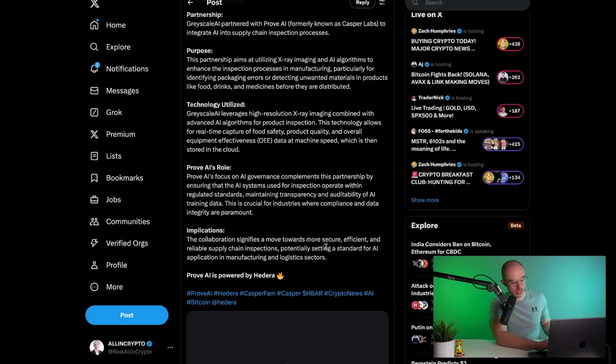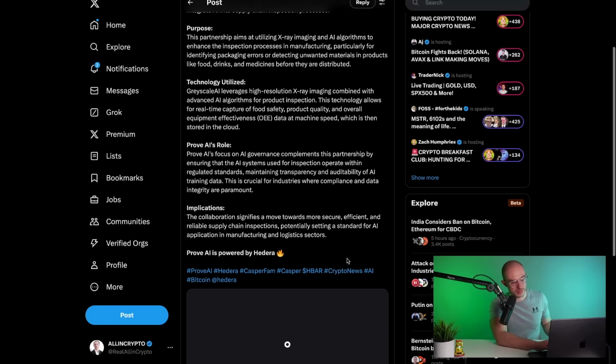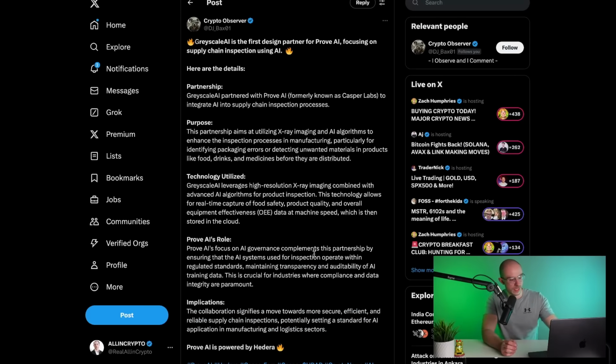Implications, this collaboration is a significant move forwards to a more secure, efficient and reliable supply chain intersection, potentially setting a standard for AI applications in manufacturing and logistics sector. Prove AI is powered by Hedera. Another institution using Hedera, ladies and gentlemen. Is the picture not a plain one to see?